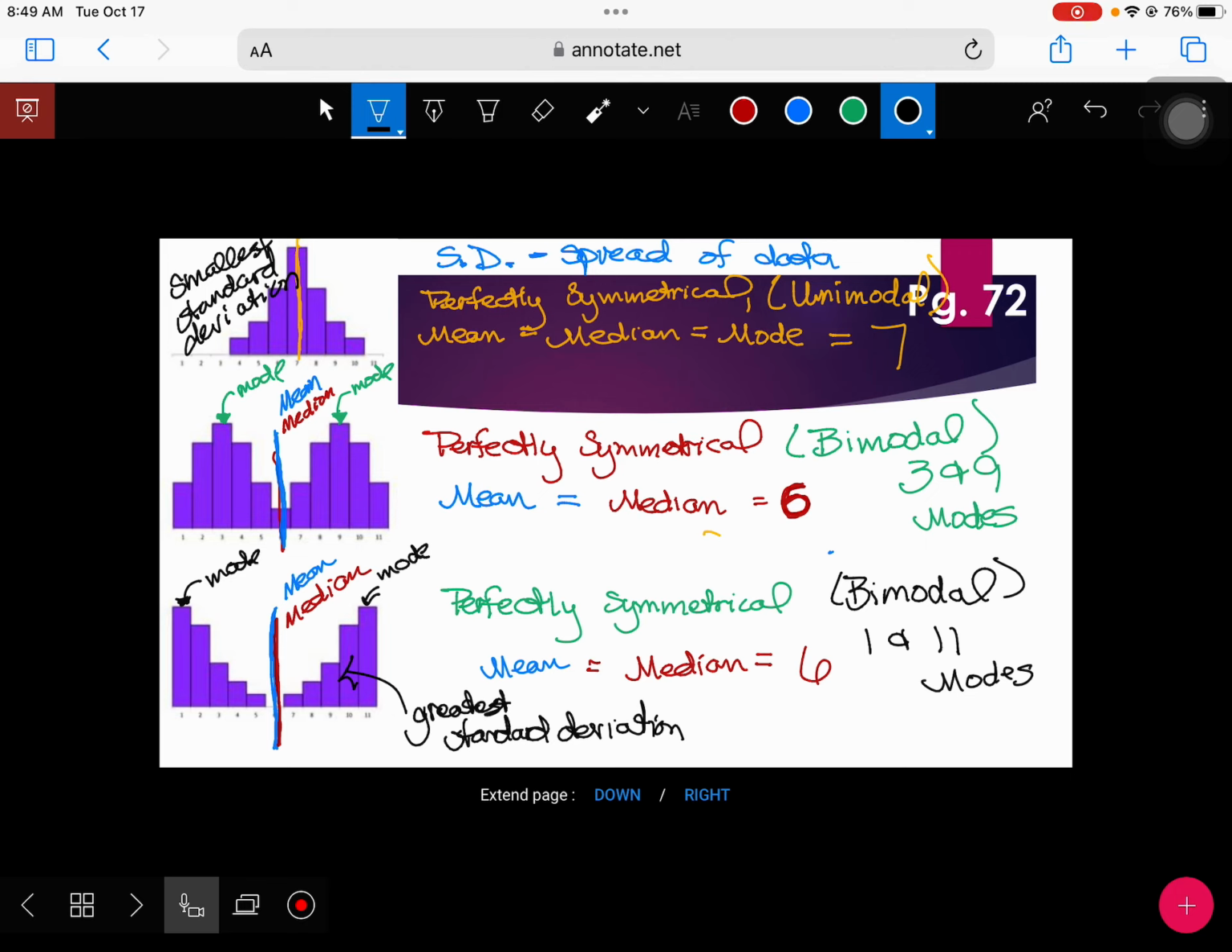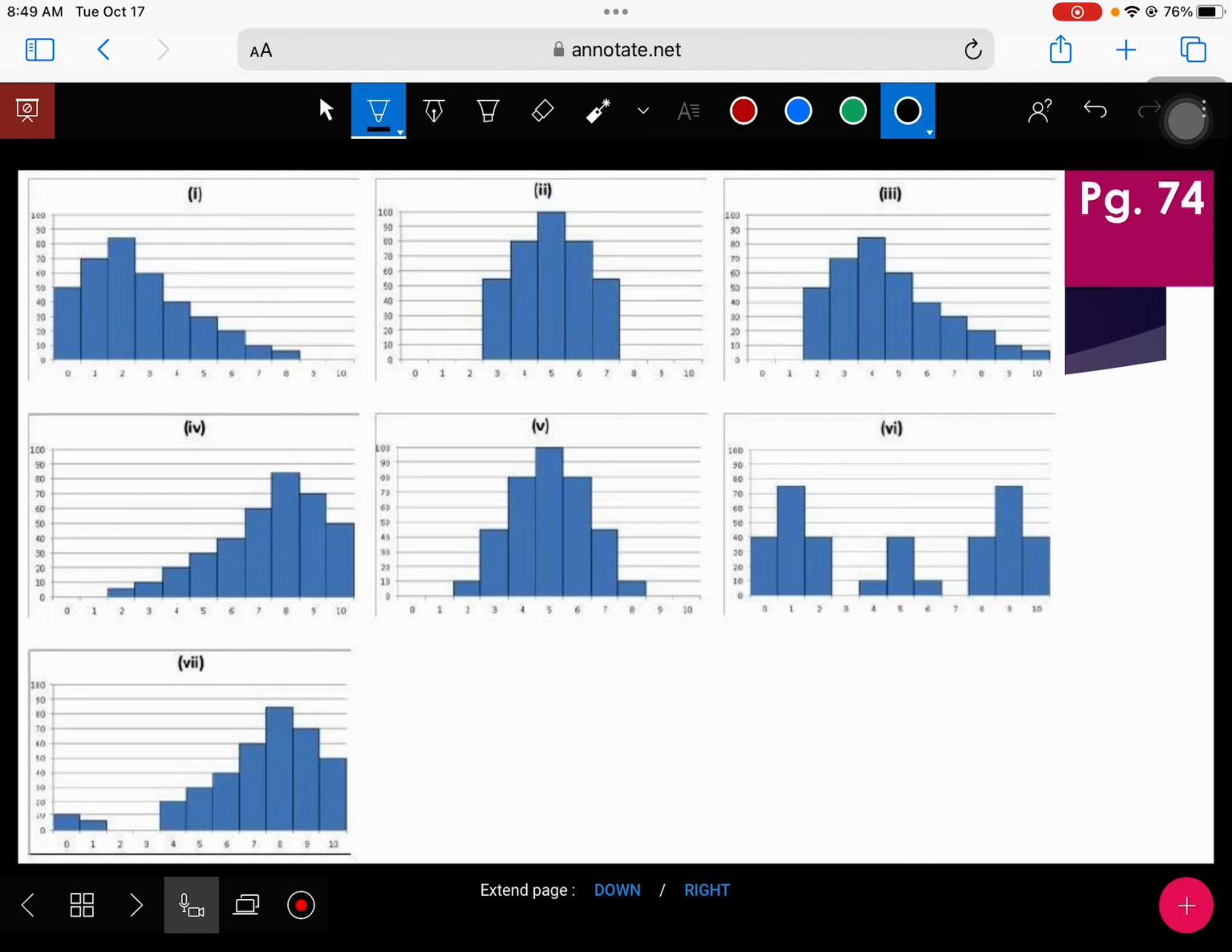All right, very quickly, go to page 74. This is probably all we'll have time for. Oh my gosh, more histograms. Jamar. All right, so you see all these different histograms. Guess what? We do not have to put all the attributes down for all of these.